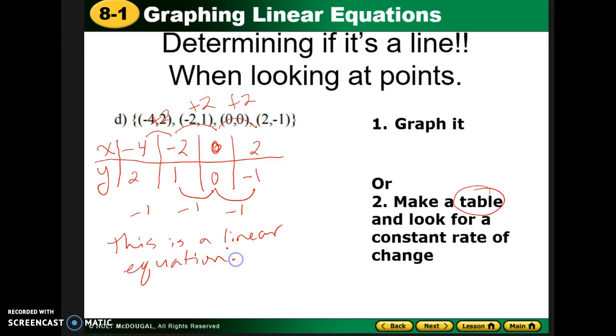Okay? So those are the different ways that we can tell if it's a linear equation: by looking at a graph, by looking at an equation, by looking at a table, or by just looking at points.